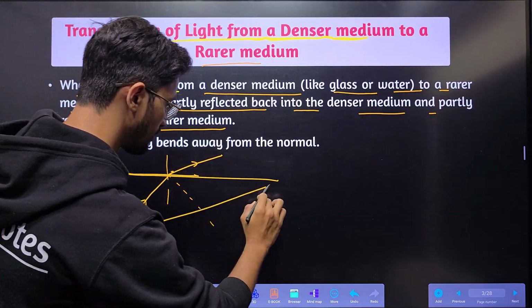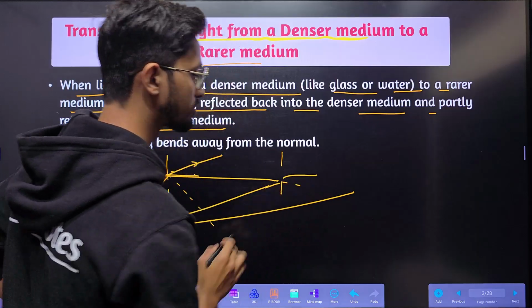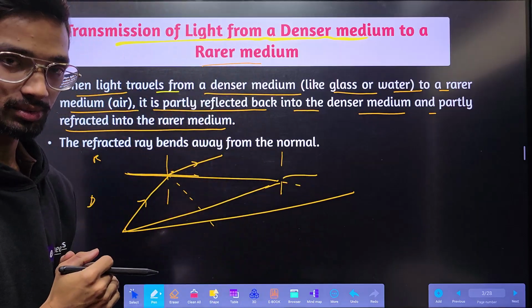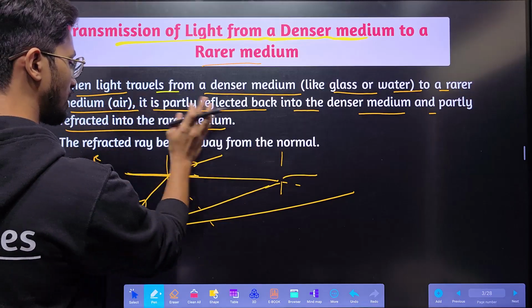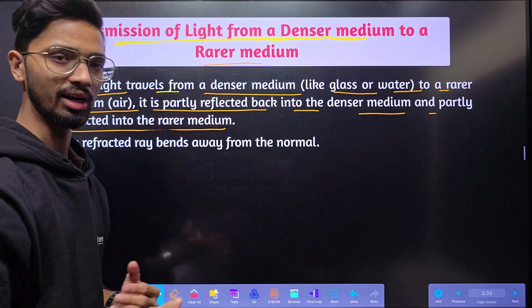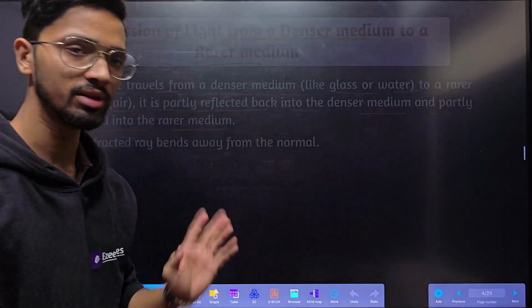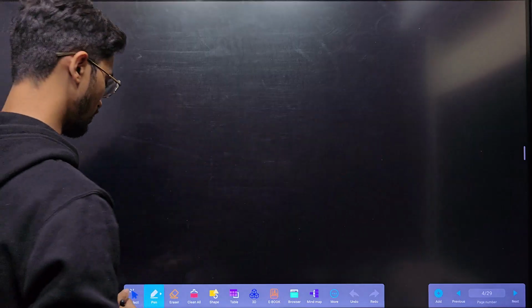As we keep on increasing the angle of incidence, the refracted ray becomes a bit weaker. The refracted ray bends away from the normal. So what is critical angle? What is total internal reflection? I'll explain it to you on a single page. After that we'll just keep on reading.